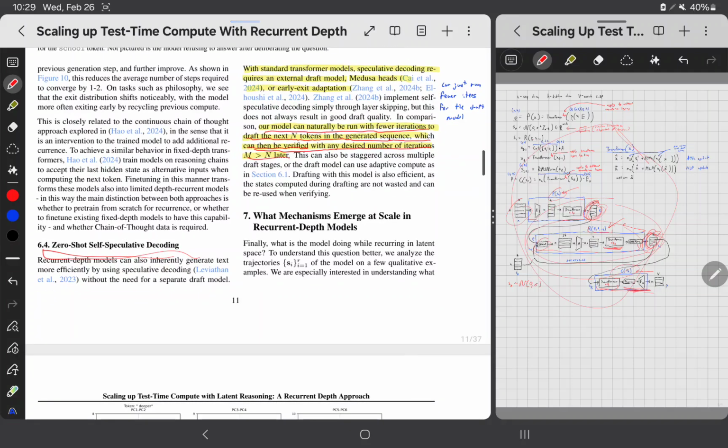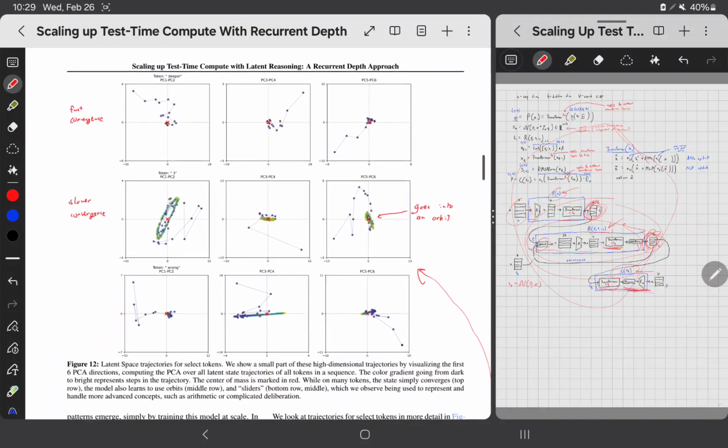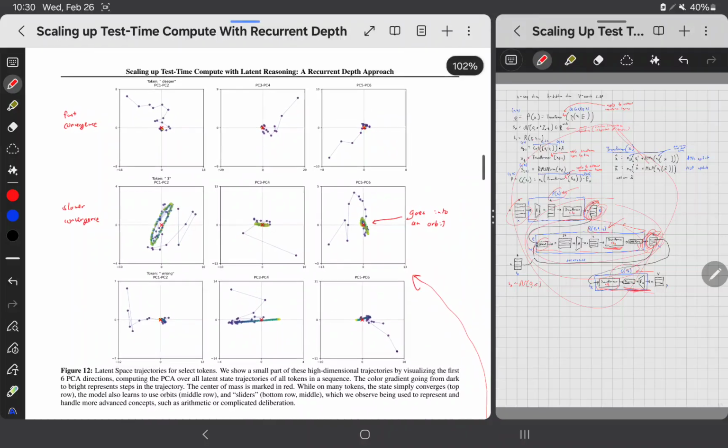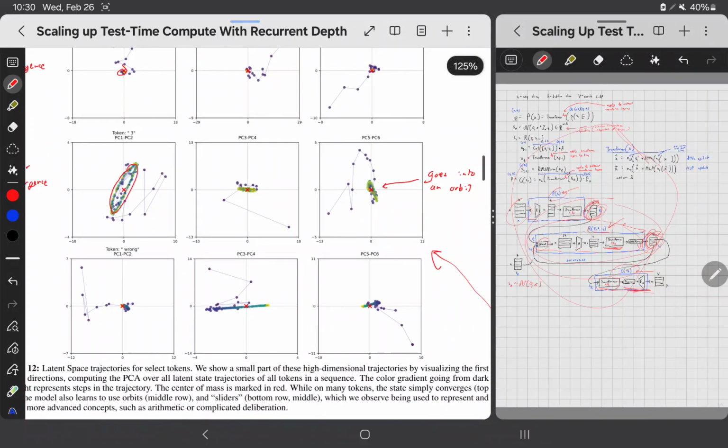Is it as good as normal speculative decoding? I don't know. I don't think they have that, but they mention that you can do it. Finally, one thing that I think is really cool that they show is this. They basically do a PCA, I think it's a PCA, of the hidden state of this recurrent operation, and they look at the convergence of it. They show that some tokens have this faster convergence to a point while others don't, and some others get this weird loop, it doesn't converge, it goes into this spiral pattern.